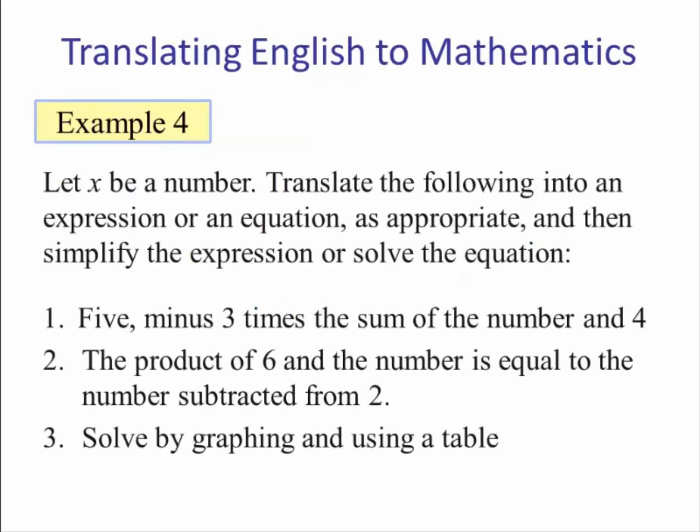Example 4. Let x be a number. Translate the following into an expression or an equation as appropriate, and then simplify the expression or solve the equation. Number 1, 5 minus 3 times the sum of a number and 4. Number 2, the product of 6 and the number is equal to the number subtracted from 2. And number 3, we're going to solve by graphing and using the table feature on our graphing calculator.